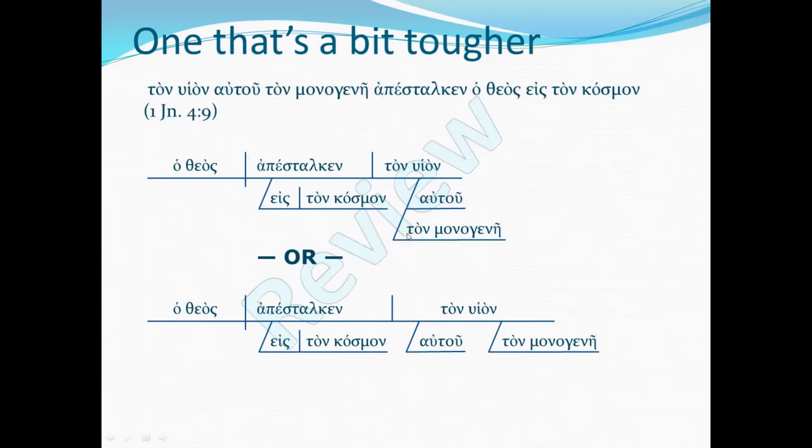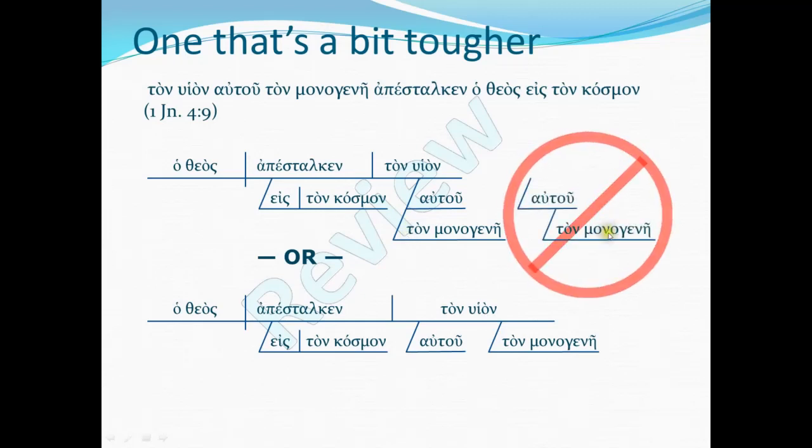The thing we don't want to do is take monogene as modifying autou. Students sometimes get in the habit of just kind of chunking out the clause piece by piece, and every new piece gets attached to what immediately preceded it.